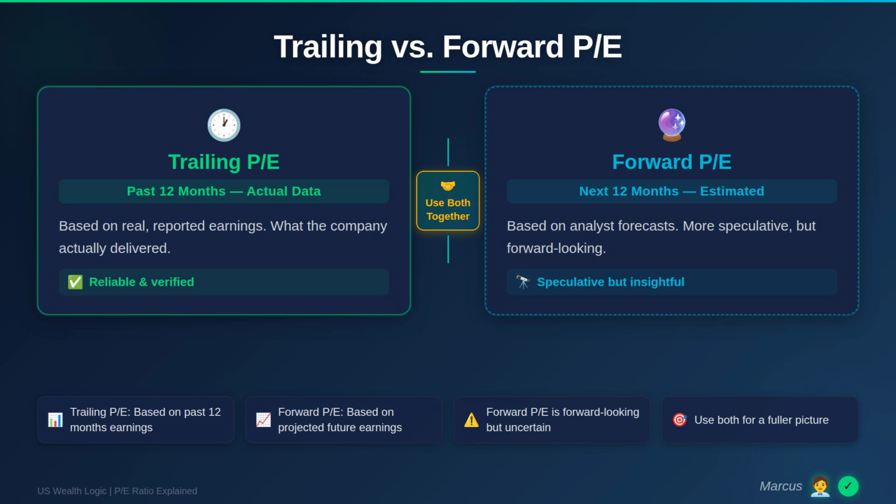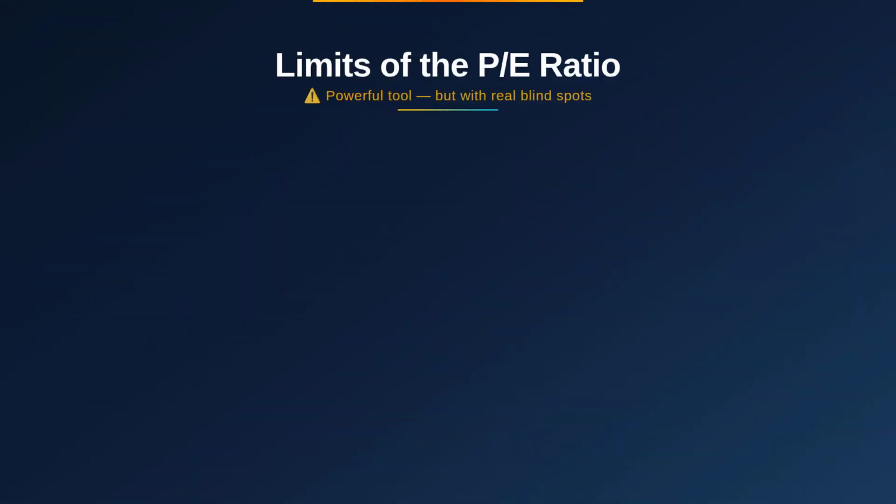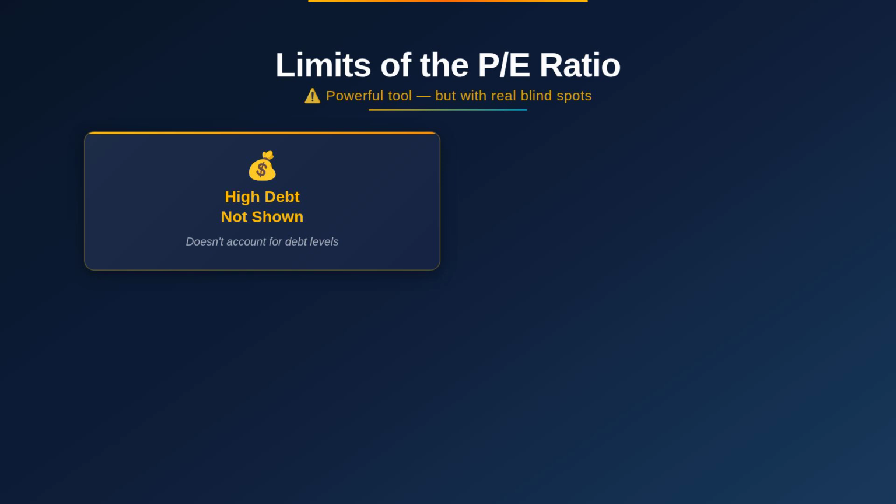If a company's forward PE is much lower than its trailing PE, analysts expect strong earnings growth ahead. Marcus started checking both. Trailing tells you where the company has been. Forward tells you where investors think it's going. Neither is perfect, but together they tell a much better story.